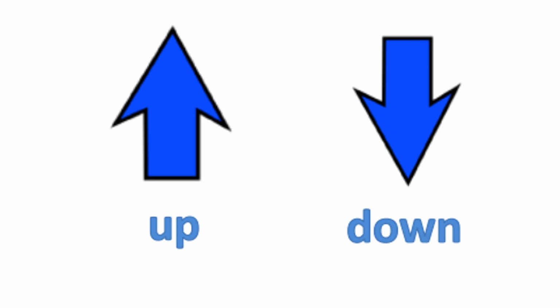Now we are going to learn more about opposites, okay? Opposites we're gonna see. Opposite of up the stairs, for example, opposite of up is down the stairs. Opposite of up is down.